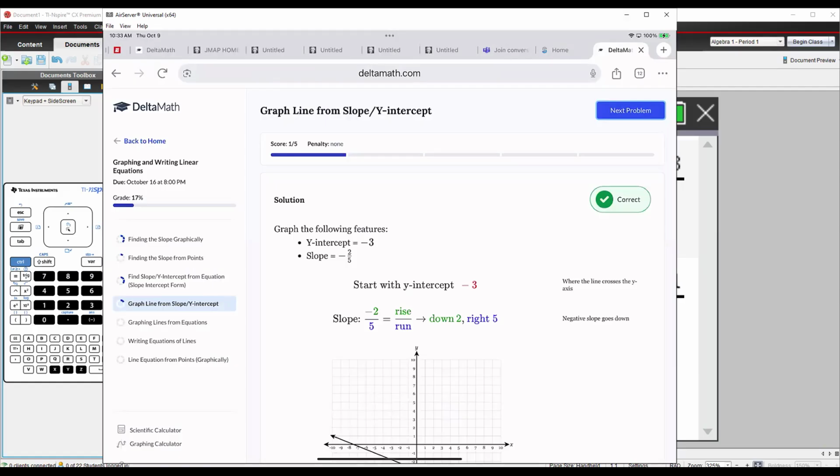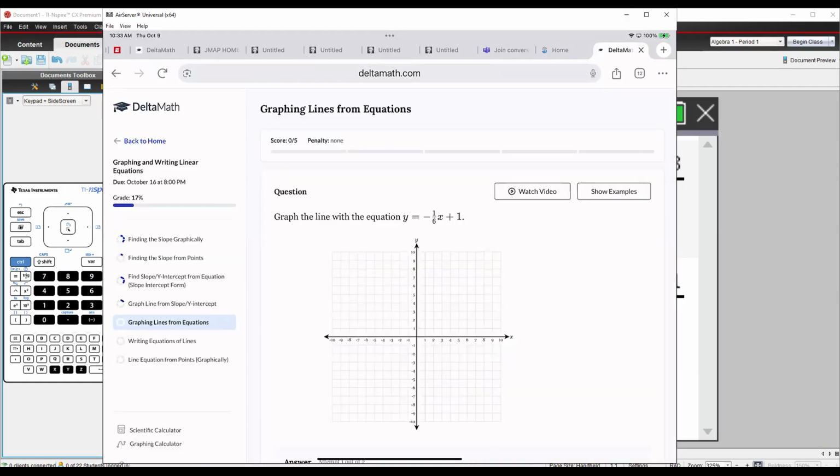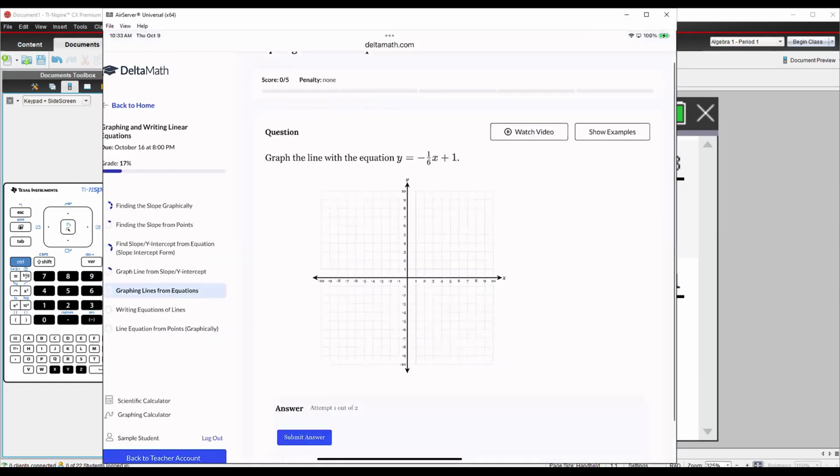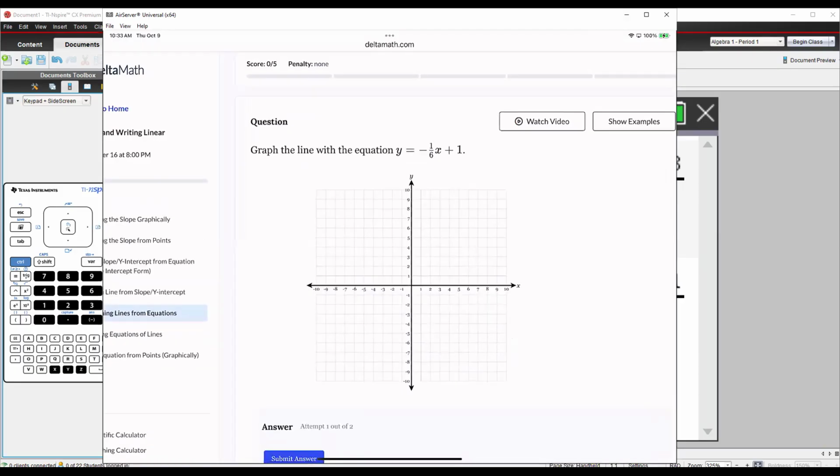Let's see, this one is graph line from equation. Same stuff. So they gave us the equation this time. The first thing you're going to do is use the y-intercept, because that's where you start. So I'm going to go to +1, and then I'm looking at the slope. The slope is -1/6, so I'm going to go down 1, and then to the right 6. So there's my other point. So that's the equation of a line.